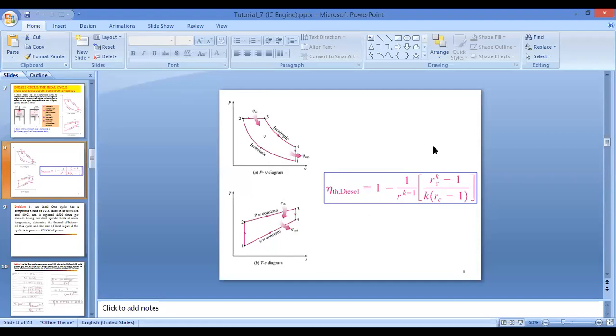What is cutoff ratio? It is the ratio of volume after heat addition to the volume before heat addition. Volume after heat addition means volume at point 3 and volume before heat addition means volume at point 2. So RC is equal to V3 by V2. As it is a constant pressure process, this V3 by V2 is the same as T3 by T2 if you use the ideal gas equation. So our cutoff ratio is T3 by T2 as well as V3 by V2, right?